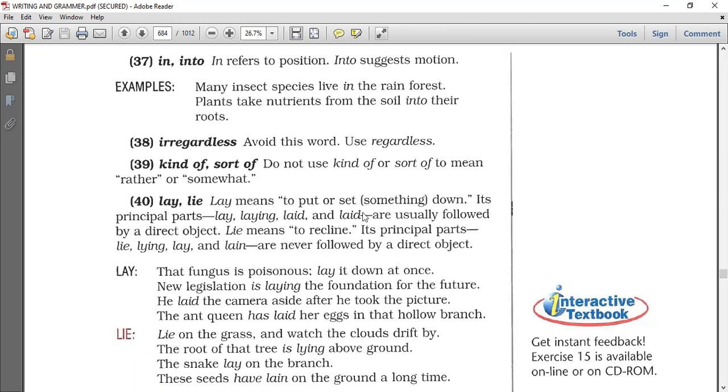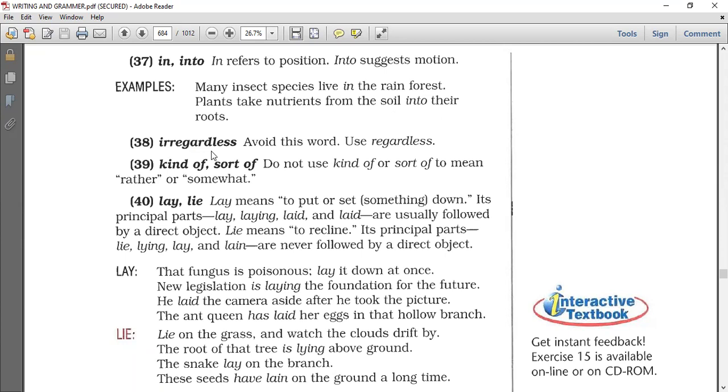Many insect species live in the rainforest. They are positioned in the rainforest. Plants take nutrients from the soil into their roots. So the nutrients move from the soil, move up into their roots.